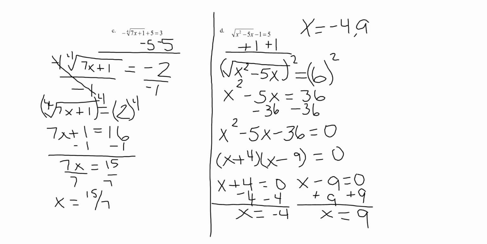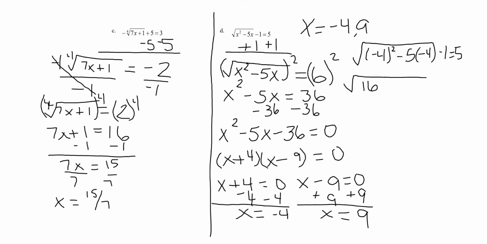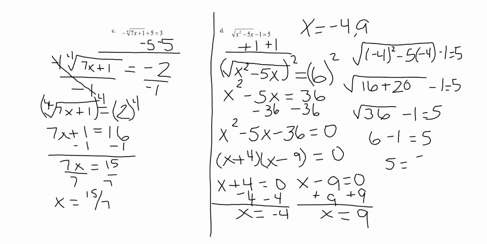Let's do negative 4. So we'll have the square root of negative 4 squared minus 5 times negative 4 minus 1 equals 5. Negative 4 squared is 16. Negative 5 times negative 4 gives me positive 20. Minus 1 equals 5. 16 plus 20 is 36. Square root of 36 is 6. 6 minus 1 equals 5. We have 5 equals 5. And that is correct.